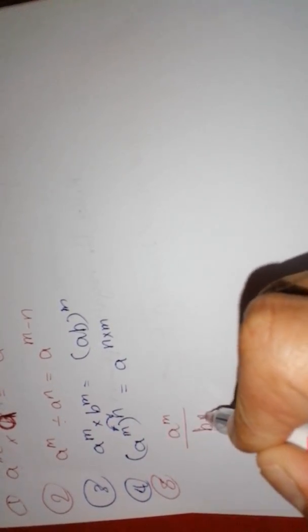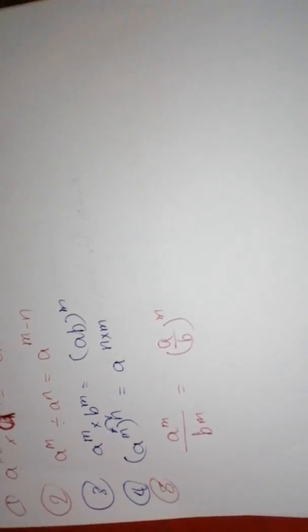That's very good. So number three says if we have a power m times b power m, that means ab all power m. Number 4 can be given like this. If we have a power m all power n, that means a power n times m. You are going to multiply the powers m by n. Number 5 says if we have a power m divided by b power m, it's equal to a over b all power m. So this is our 5 rules for today.